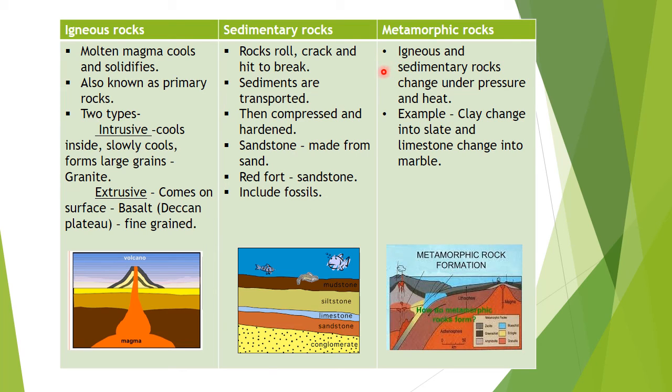Metamorphic rock. Metamorphic rocks are mainly metamorphosed from igneous and sedimentary rocks by pressure and heat. The examples of metamorphic rocks: clay changes into slate and limestone changes into marble.